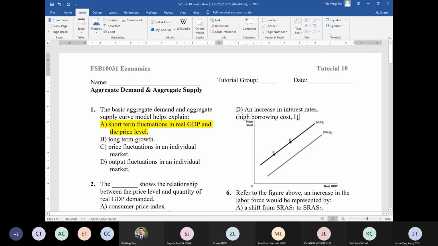I use this symbol, right? So when I reduce, this will affect the AD. AD will reduce. So okay, this is more impact on the demand side, instead of the supply side. But anyway, the supply side is also getting affected as well. The aggregate supply will shift to the left-hand side also, because of the high cost of borrowing.